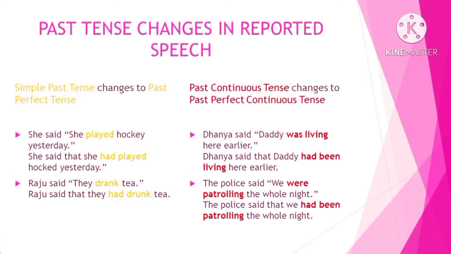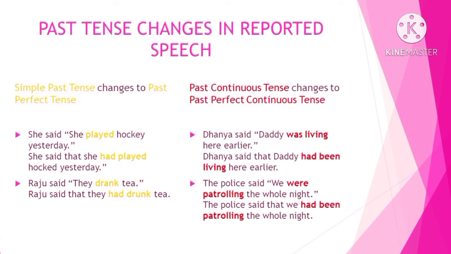And the second change in the past tense is past continuous tense changes into past perfect continuous tense. Okay, so that is also a little confusing, but normally this is not very commonly asked, but still you need to study this. Okay, Danya said daddy was living here earlier. Danya said that daddy had been living here earlier. The police said we were patrolling the whole night. The police said that we had been patrolling the whole night.